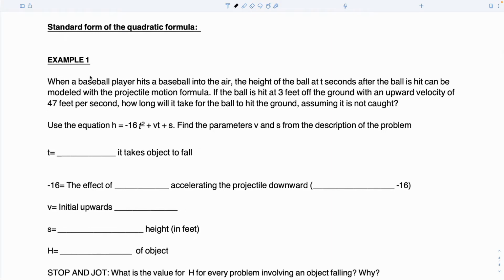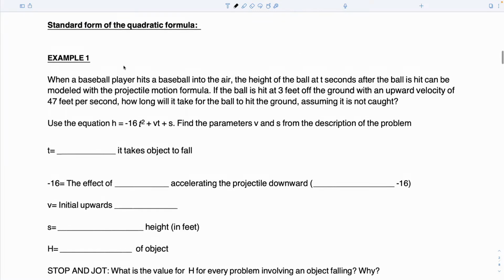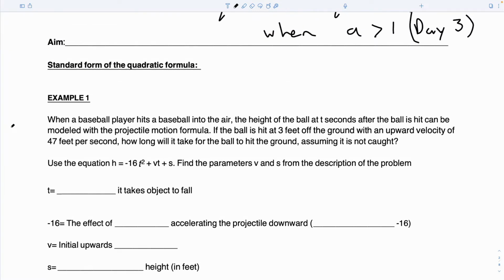Read example 1 for me, please, Kingston. When a baseball player hits a baseball into the air, compare the ball at each cycle that the ball is hit to the model of the projectile motion formula. If the ball is hit at 3 feet off the ground with an upward velocity of 47 feet per second, how long will it take to hit the ground? Use the equation h equals negative 16t squared plus vt plus s. Find the parameters v and s from the description of the problem.